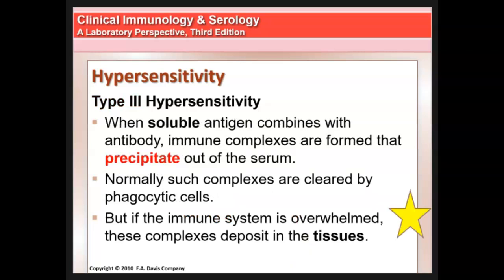So again, the difference between type 2 and type 3 is whether the antigen is on the cells or soluble. When soluble antigen combines with antibody, immune complexes are formed that precipitate out in the serum. Normally, complexes like these are cleared by phagocytic cells, but if the immune system is overwhelmed, these complexes deposit in the tissues. An example of a type 3 reaction is the Arthus reaction, serum sickness, lupus, rheumatoid arthritis, and autoimmune diseases.